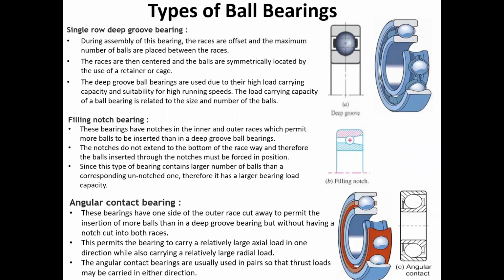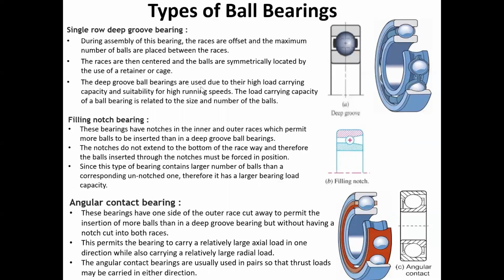Due to this groove which is provided in the inner race, these bearings are known as deep groove ball bearings. And these deep groove ball bearings are used for carrying the radial load. Okay, so if we talk about the single row deep groove ball bearing, during assembly the races are offset and the maximum number of balls are placed between the races. The races are then centered and the balls are symmetrically located by the use of a retainer or cage ring. The balls are separated by the cage ring, or as I have told you, the retainer ring.